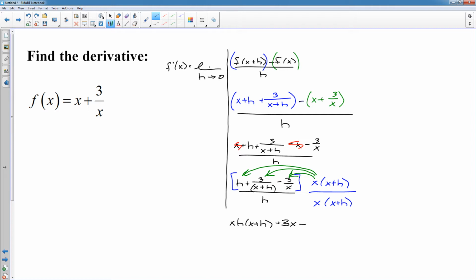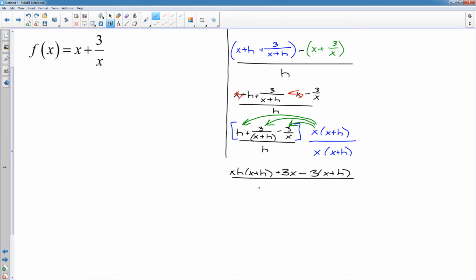And on the next one, I have minus 3 over x times that stuff. The x's cancel, leaving 3 times x plus h. And I am not going to distribute or expand my denominator. I'm going to leave that as simply xh times x plus h. And now we're going to simplify the numerator, distribute the xh. So it'll be x squared h plus xh squared. Then I have 3x, distribute the negative 3, all over xh times x plus h. And I'm not going to multiply out the bottom.